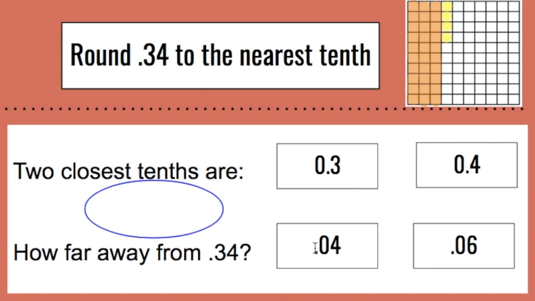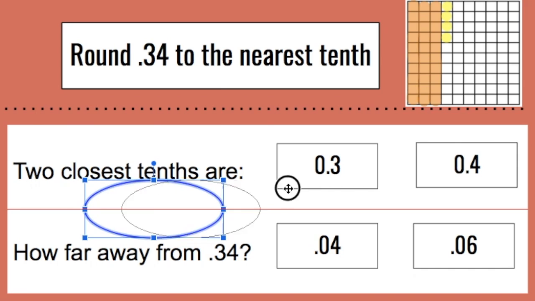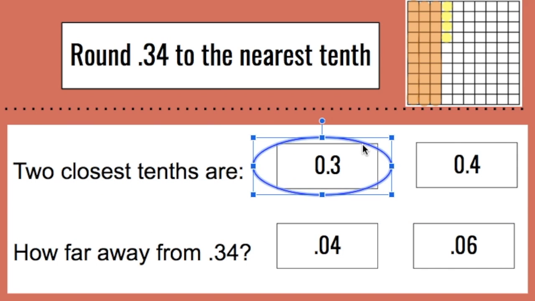As you can see, 4 hundredths is less than 6 hundredths, meaning that 34 hundredths is closer to 3/10 than it is to 4/10. So I'll circle it. In this case, we are again rounding down to 3/10. 34 hundredths rounded to the nearest tenth is 3/10.